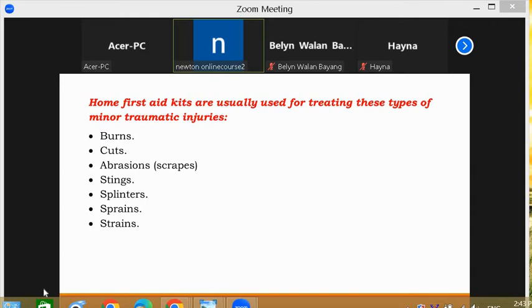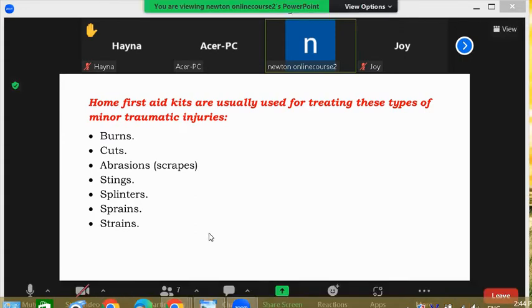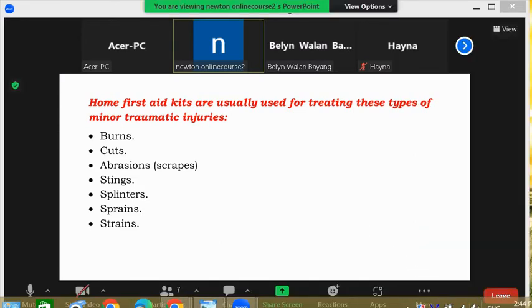Because you are not working alone, right? If you are part of one company, or you come under one healthcare agency, at that time they will be providing everything. Next, home first aid kits are usually used for treating minor traumatic injuries. In the home also, we cannot say that we need the first aid kit only in the hospital. Some home setups also need it, because if there are small children there, of course we need the first aid kit.